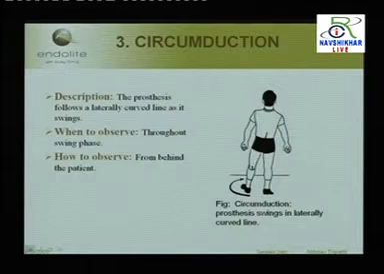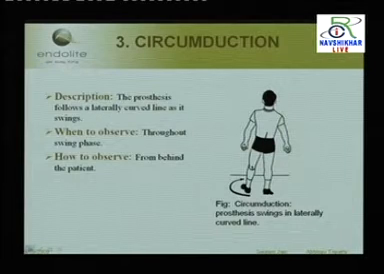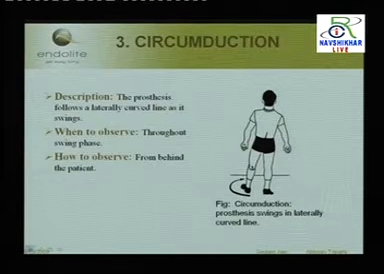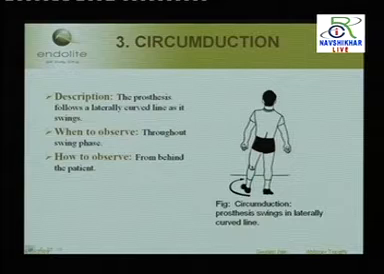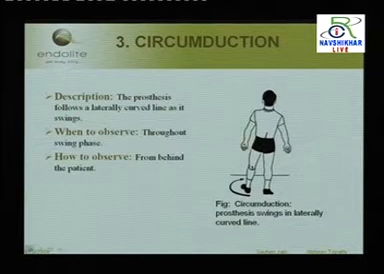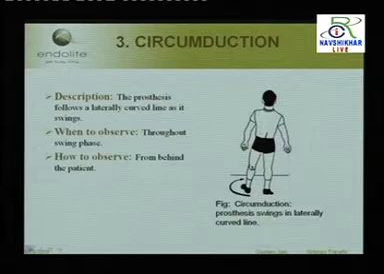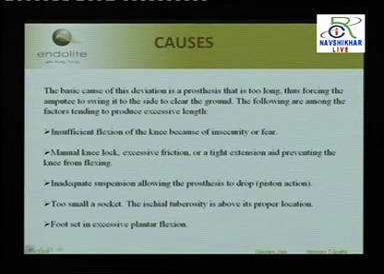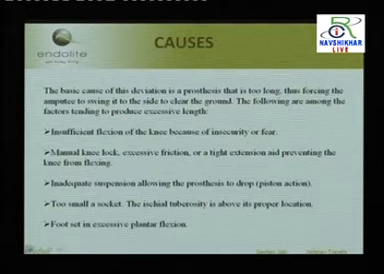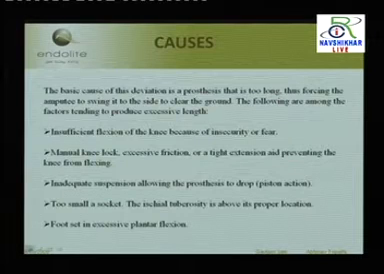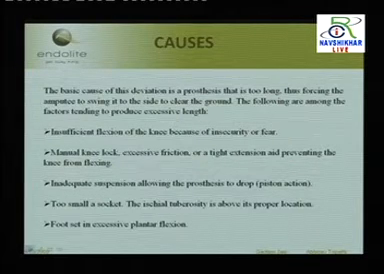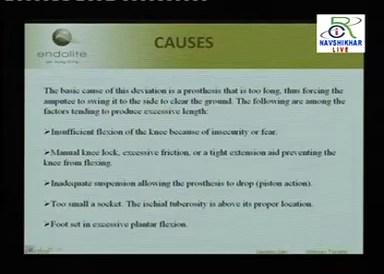We see it from behind the patient or from the front of the patient, where we can see the linear angular movement of the artificial side. As I said, it is observed from the front or back of the amputee. The major, basic initial cause of circumductory gait is that the limb is too long, so he is not able to clear the ground, and it goes in slight circumduction.